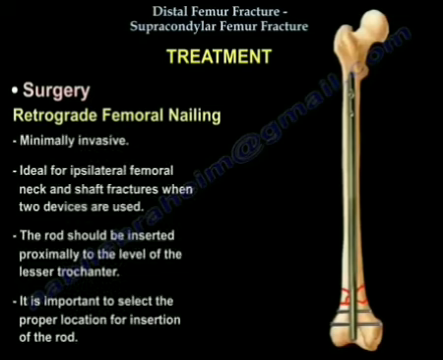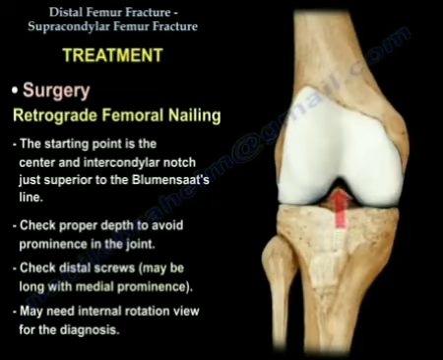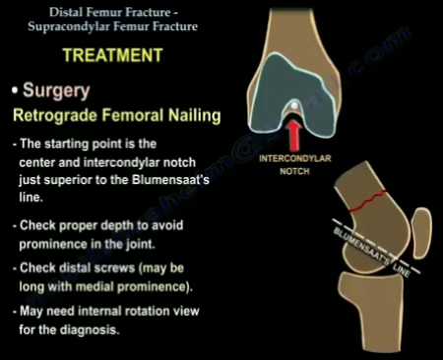The retrograde femoral nailing is minimally invasive. It is ideal for ipsilateral femoral neck and shaft fractures when two devices are used. The rod should be inserted proximally to the level of the lesser trochanter. It is important to select the proper location for insertion of the rod. The starting point is the center of the intercondylar notch, just superior to the Blumensaat line.